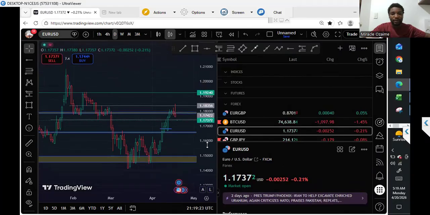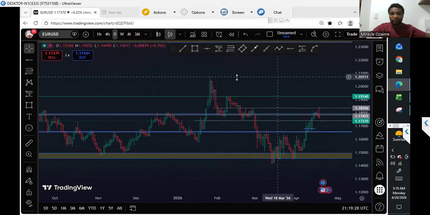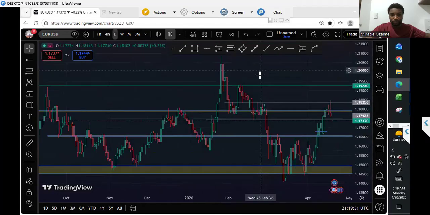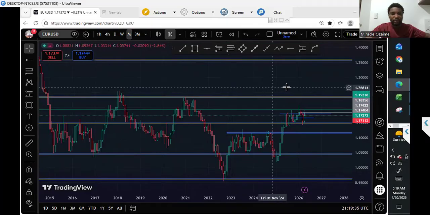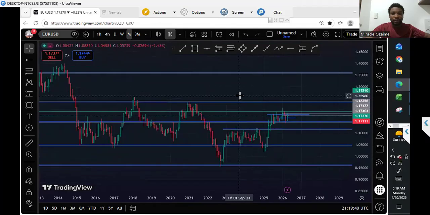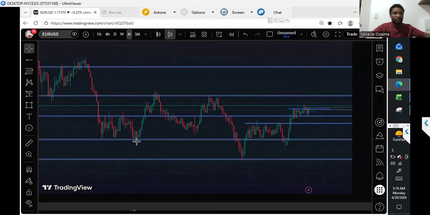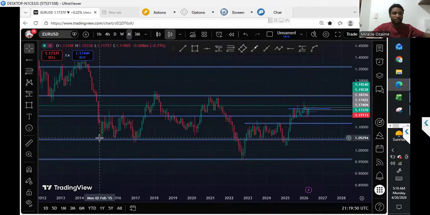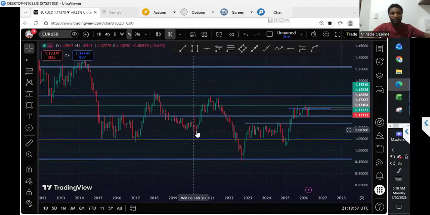Euro USD, on the other hand, this is what I'm looking at on Euro USD. We'll come to the monthly time frame on Euro USD. Euro USD is looking nice to me as of the moment. What is the candle doing on the monthly time frame on Euro USD? I could see a series of consolidation around this area. This is a triple bottom that pushed the market towards the upside. Then we have a series of consolidation.